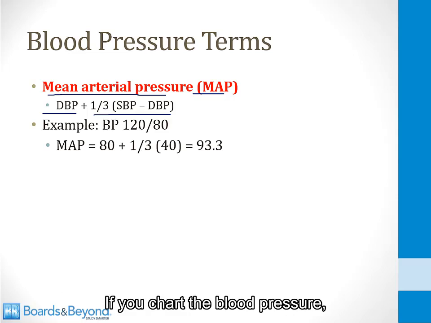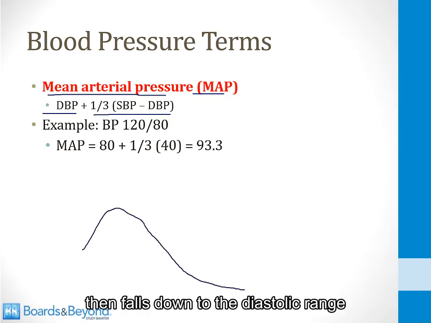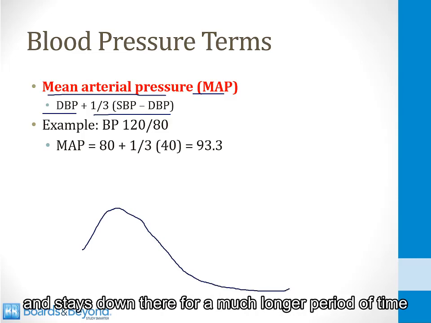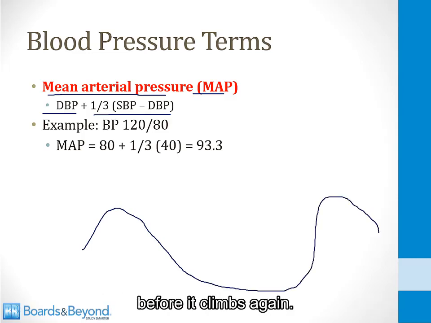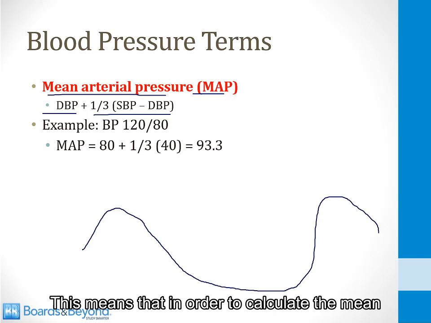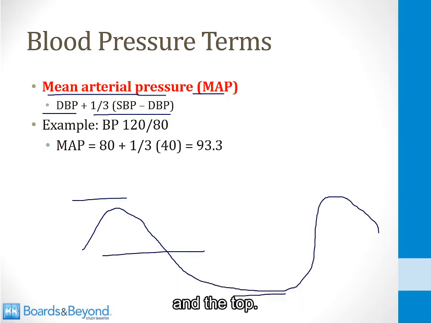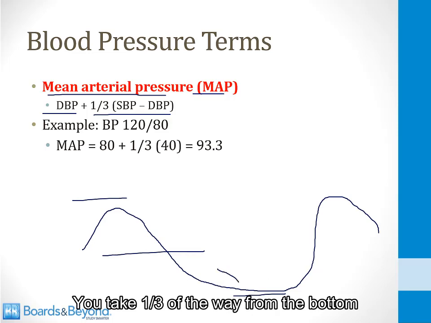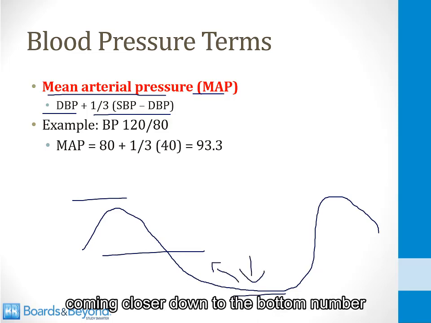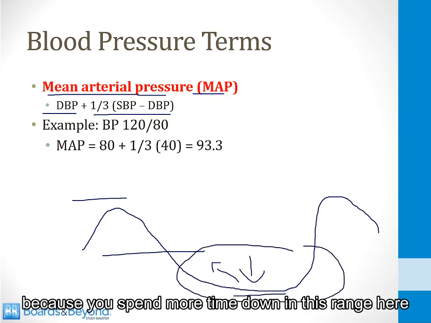If you chart the blood pressure, you will find that it briefly goes up to the systolic peak, then falls down to the diastolic range and stays down there for a much longer period of time before it climbs again. This means that in order to calculate the mean, you don't simply take the midway point between the bottom and the top. You take 1/3 of the way from the bottom, coming closer down to the bottom number because you spend more time down in this range here at the bottom.